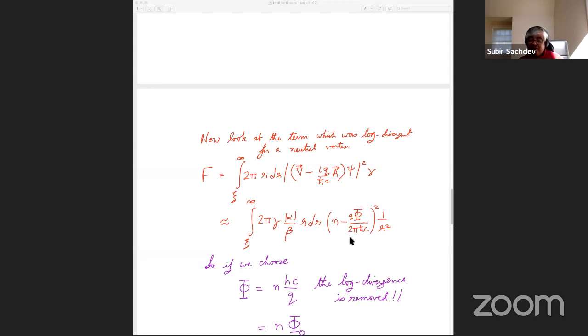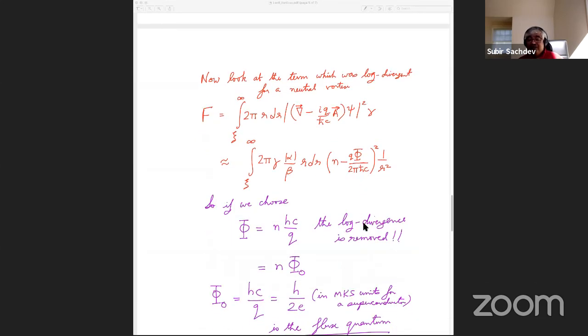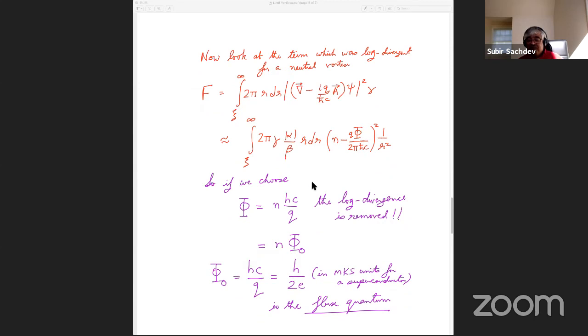Okay, but now you notice, I haven't told you what phi is. So if you want to minimize the energy, surely you want this thing to be 0. So at the actual saddle point, you want this to be 0, meaning phi is n times 2 pi h bar c over q, which is also known as h c over q. And then there's no more log divergence, and the whole thing is just some finite energy.